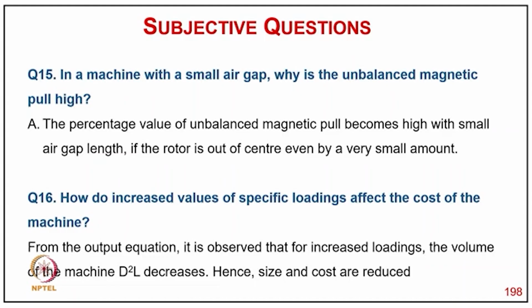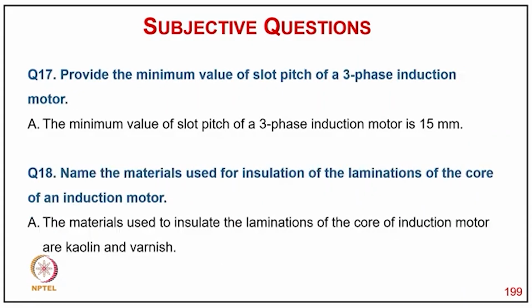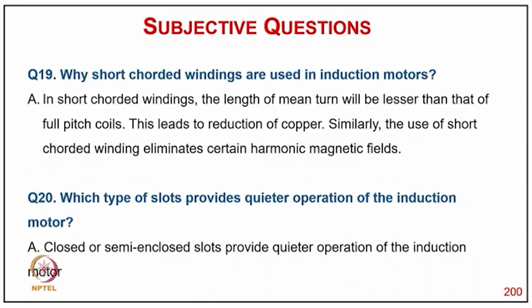How does an increased value of specific loading affect the cost of the machine? From the output equation, it is observed that with increased loading the volume of material decreases, so the size and cost are reduced. What is the minimum value of the slot pitch? The minimum value of slot pitch is limited because of mechanical constraints. Name the material used for insulating the core: paper, empire cloth, and varnish.